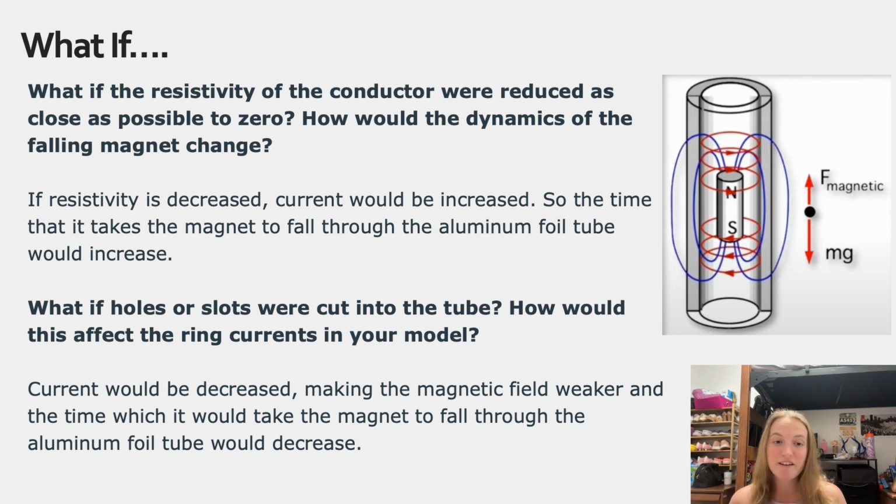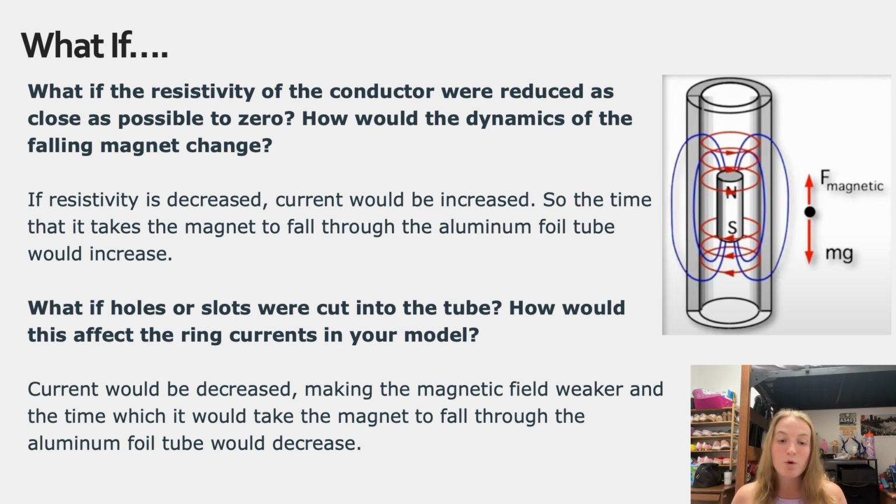Alrighty, so then for the what ifs, what if the resistivity of the conductor were reduced as close as possible to 0? How would the dynamics of the falling magnet change? Because resistivity and current are inversely proportional in Ohm's law, if the resistivity is decreased then the current is increased, so the time that it takes the magnet to fall through the aluminum foil tube would increase.